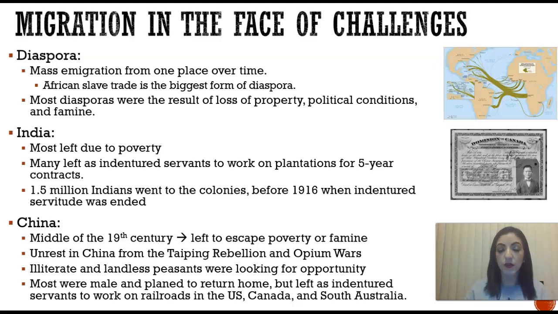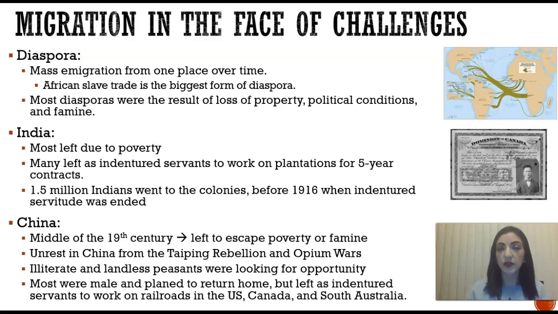Most diasporas are the result of loss of property, political conditions, and famine, so lack of food. In India, most of the people left because of poverty. Many left as indentured servants to go work on plantations for 5-year contracts. Again, indentured servitude means it's a limited amount of time, it's a set amount of time. You have about an estimated 1.5 million Indians who had gone to the colonies before 1916, when indentured servitude was finally ended. In China, in the middle of the 19th century, many of them left to escape poverty or famine.